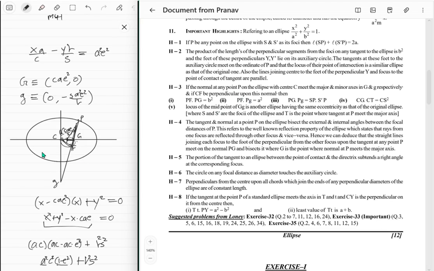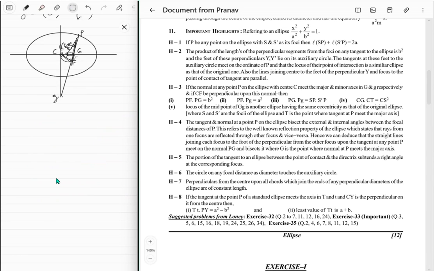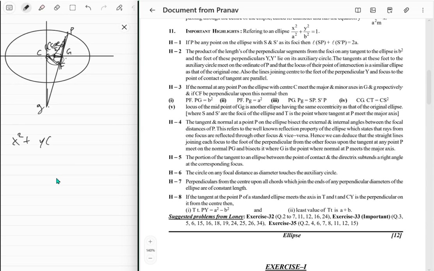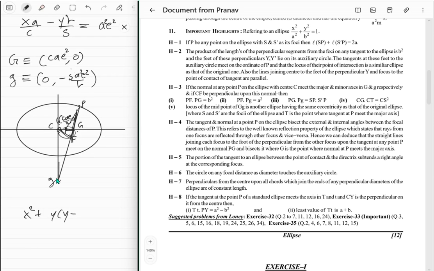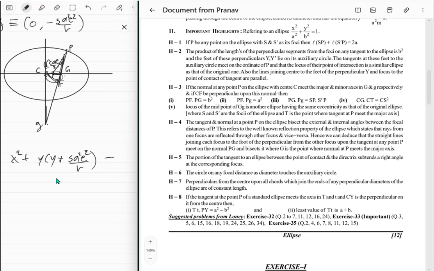Okay, then PF times PG. Once again, the same thing: this is the circle I will draw, and of course these two points are the ones that we use. So both have 0 x coordinates, just x squared, and then plus y, and then y minus this guy's y coordinate, that's like plus a squared e squared upon b, right? This thing is also representing d squared minus r squared.